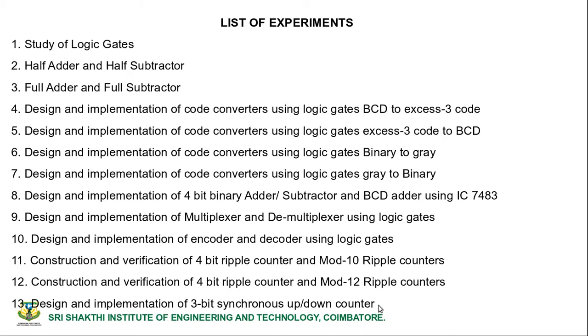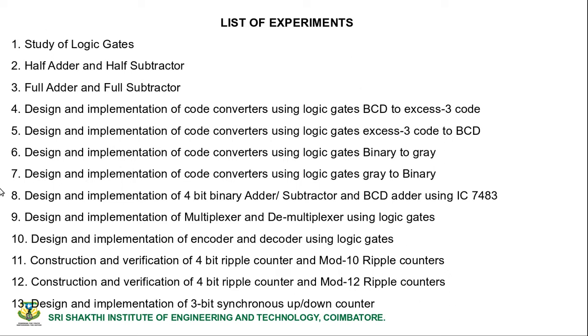The 13th one will be the design and implementation of a 3-bit synchronous up down counter. If it is a 3-bit, the possible combinations will be 0 0 0 up to 1 1 1, that is 7. The up counter starts from 0 1 2 3 4 5 6 7, and the down counter goes 7 6, likewise 5 4 3 2 1. So these are the 13 experiments we are going to do in the digital electronics lab.